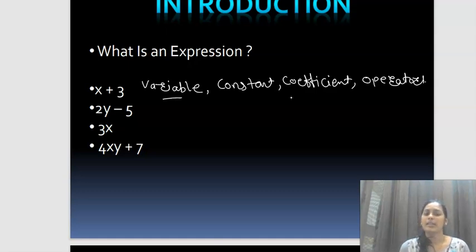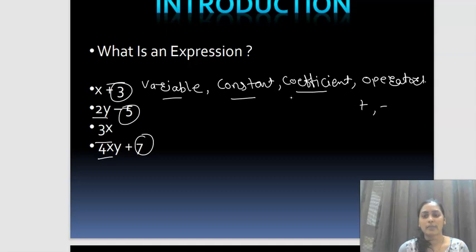A variable is a letter; usually we write letters x, y, z, a, b, c, etc. Constants are the plain old numbers that do not touch any variable. In the given example 3, 5, 7 are the constants. A coefficient is an integer written along with a variable, that is 2, 3 and 4. These are the coefficients. And operators are plus, minus, multiplication, division; these symbols are used as operators.